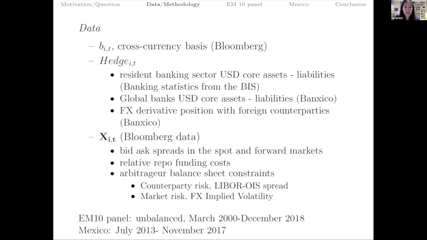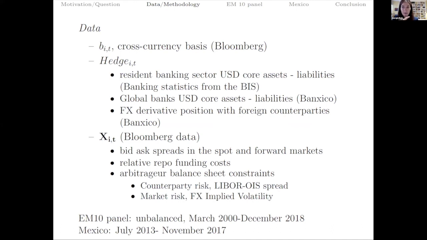Okay, so what data do I have? From Bloomberg, I use the underlying data to calculate the cross-currency basis, which is the measure of the covered interest parity deviation. As I mentioned, I'm using the resident banking sector's US dollar core assets minus liabilities, and this is from the BIS banking statistics. When they don't have US dollar, I'm using overall because they don't have a breakout, so it would be a foreign currency mismatch. And this is on the residence basis.